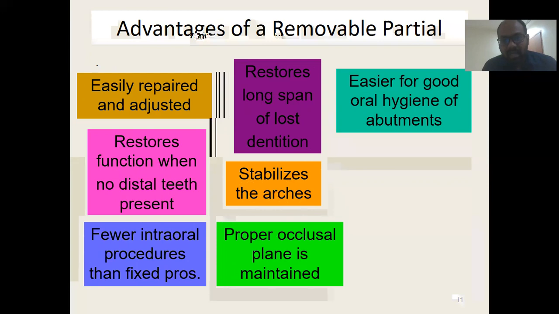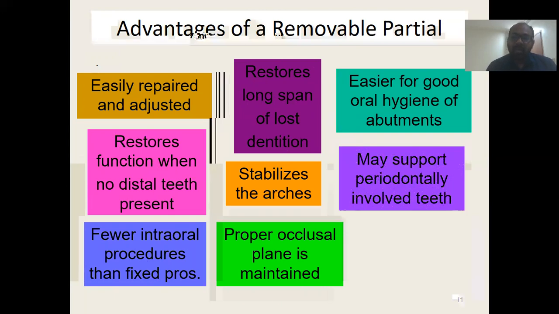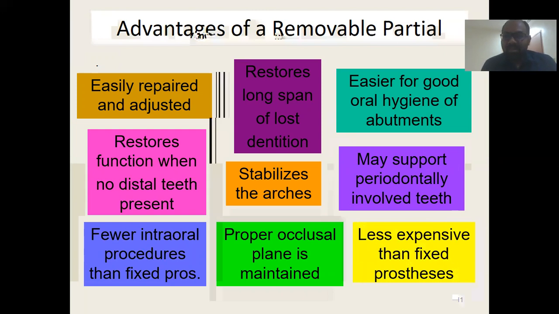It stabilizes the arch and prevents further migration or supraeruption of the teeth, and it also has a certain splinting nature for the remaining teeth. If you plan and design a prosthesis well, it is going to offer periodontal support for the remaining teeth as well. And of course, it is less expensive than the fixed treatment option.